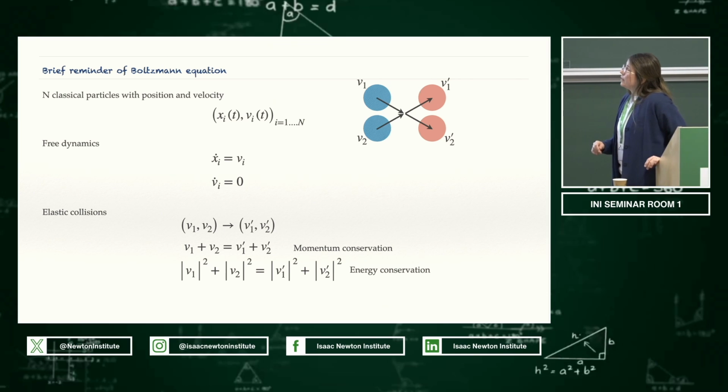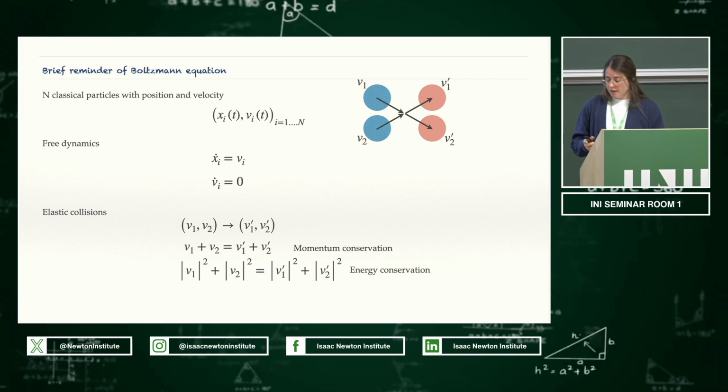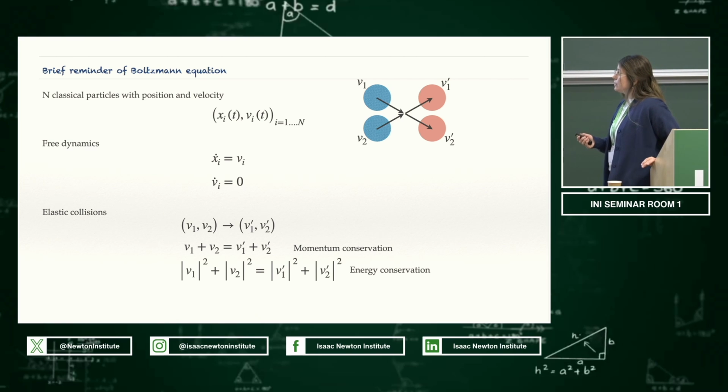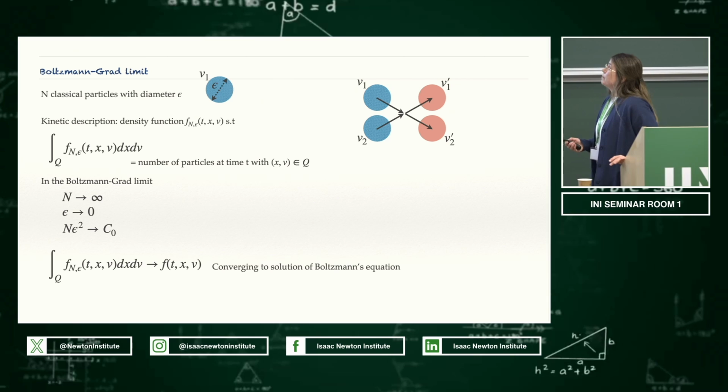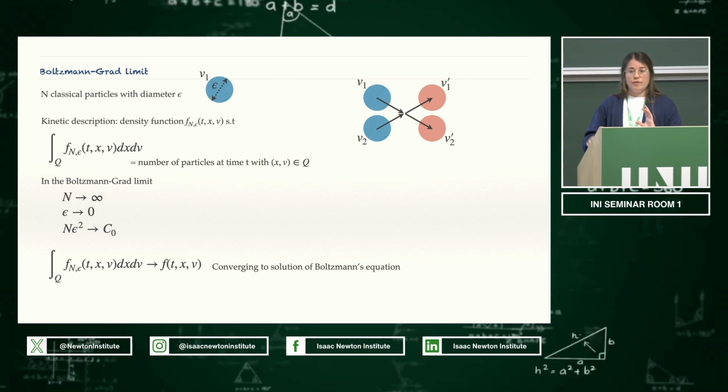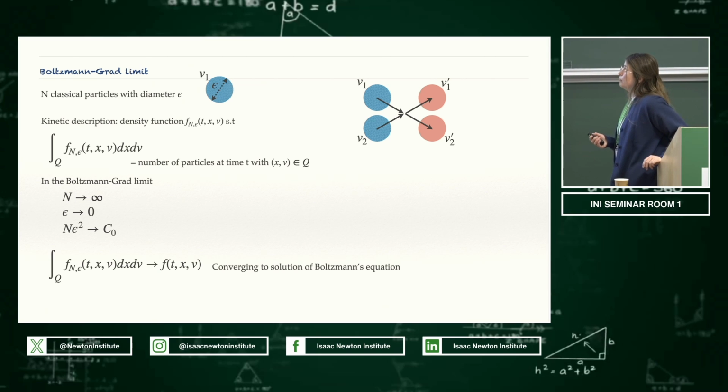So you start with n particles with given position and velocity. Their free dynamics is given by these equations, and we assume that the collisions are elastic. So if V1 collides with V2, and the outgoing particles are V1 prime and V2 prime, we have momentum conservation and energy conservation. And if we consider hard sphere particles with diameter epsilon, the kinetic description will give us a density function, which depends on n and epsilon, and it is the number of particles at time t with velocity v at location x contained in the region q.